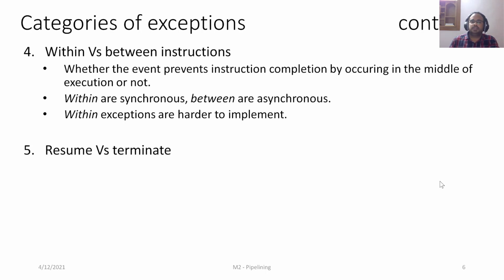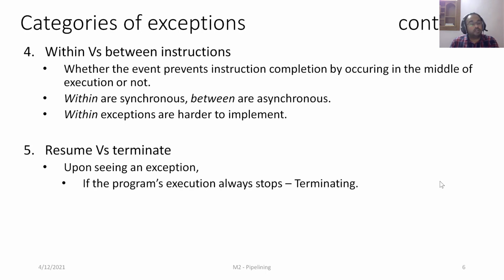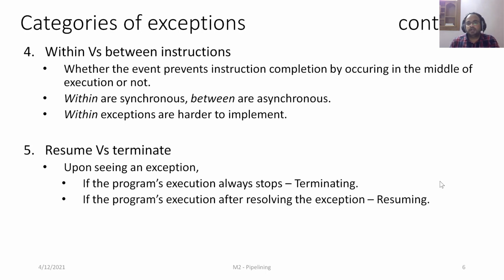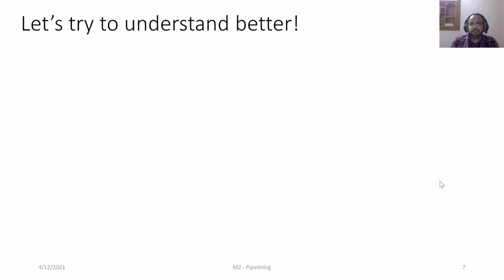The fifth categorization is whether the exception is of type resume or terminate. What it means is, once the hardware sees an exception, whether it will terminate the program or give us an option to resolve it and continue the program execution. The terminating exception that you might be very familiar with is the segmentation fault. Typically that would happen if you're trying to access a memory location that's not allotted to the program. That is terminating because the program does not progress further. But on the other hand, if you put a breakpoint and once you clear that, the program can continue to execute further. So they are called resuming type of exceptions.